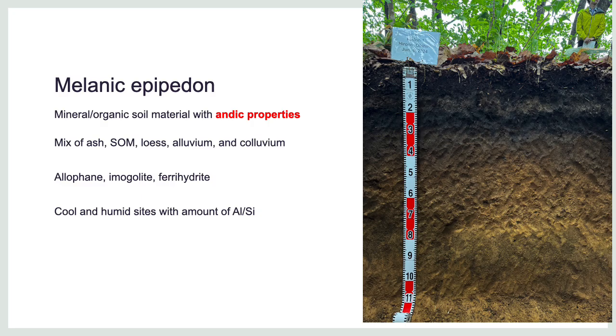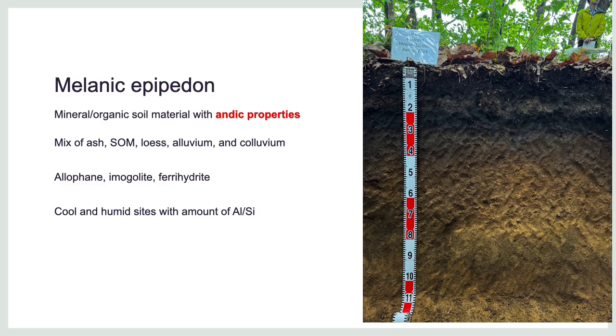So you can see that the melanic epipedon is a type of epipedon not because of human action, not because of organic matter activity or biological activity at the surface, but basically because of ash deposition, okay? And ash only deposits at the surface. So that's why we call the melanic epipedon a topsoil, a soil horizon that's formed at the surface, because it's directly related to ash deposition.